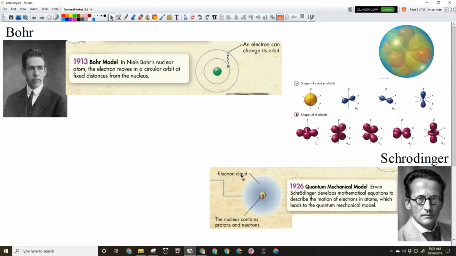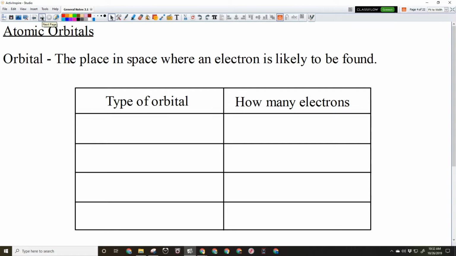Schrödinger coined the term electron cloud because he says it's in this area that an electron is likely to exist, somewhere in an area. So if we overlay all of these orbital shapes, it looks kind of like this top illustration here. You can see that if you have all these electrons zooming around in these different separate orbitals or balloon shapes, then it would become hazy and look like a cloud. So let's talk about atomic orbitals. An orbital is the place in space where an electron is likely to be found.